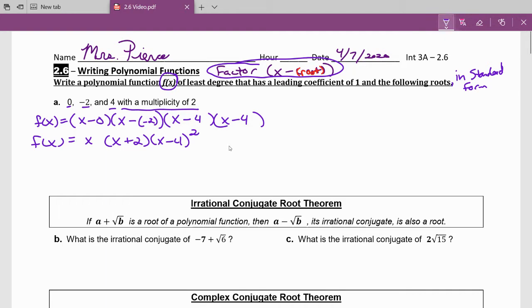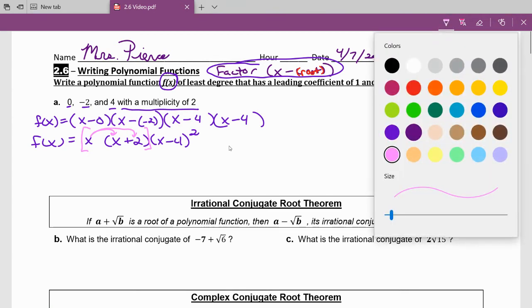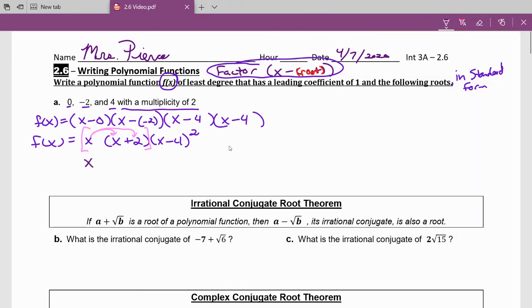So I'm going to start with the x and the x plus 2 by simply distributing the x to each term of my binomial. So I now have x squared plus 2x. And then you've got this x minus 4 squared to deal with.